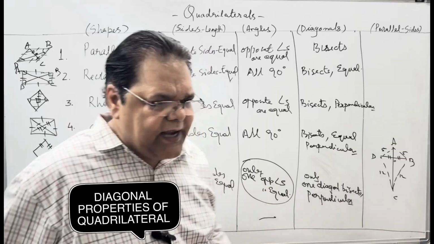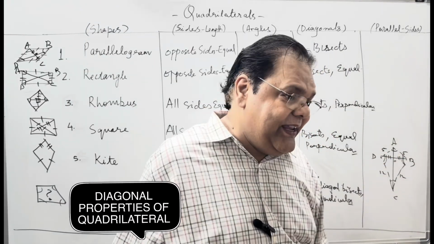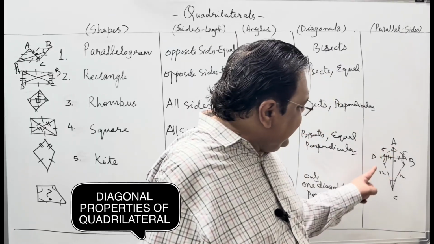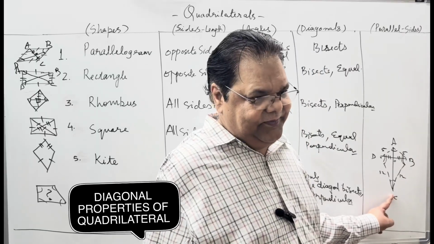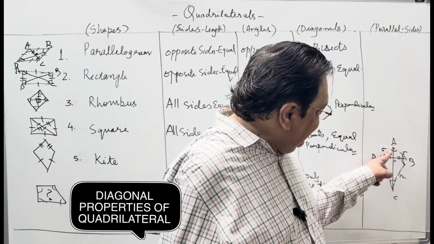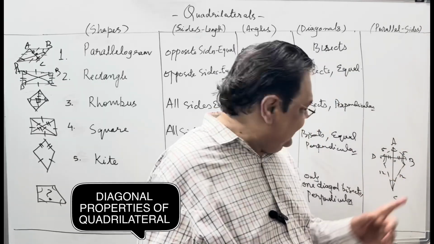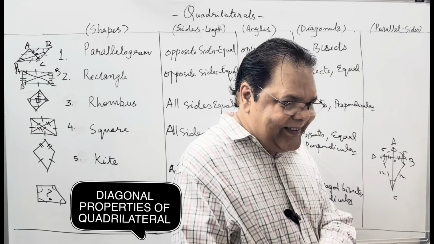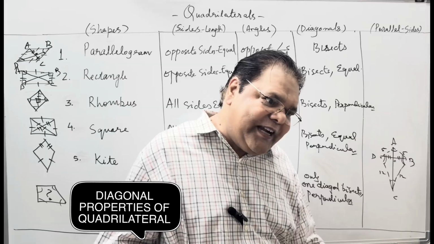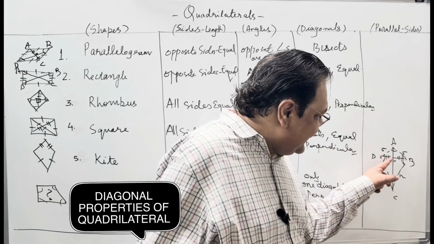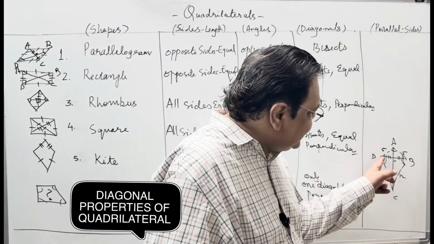So only one opposite angle pair is equal. In this, angle B and angle D will be equal. Why? You see triangle ADC and triangle ABC. There are two triangles. AD is equal to AB, BC is equal to BC, and AC is common. So both the triangles are the same size. All the sides equal. That means this angle is equal to this angle. Only one opposite angle pair is equal, this one and this one.